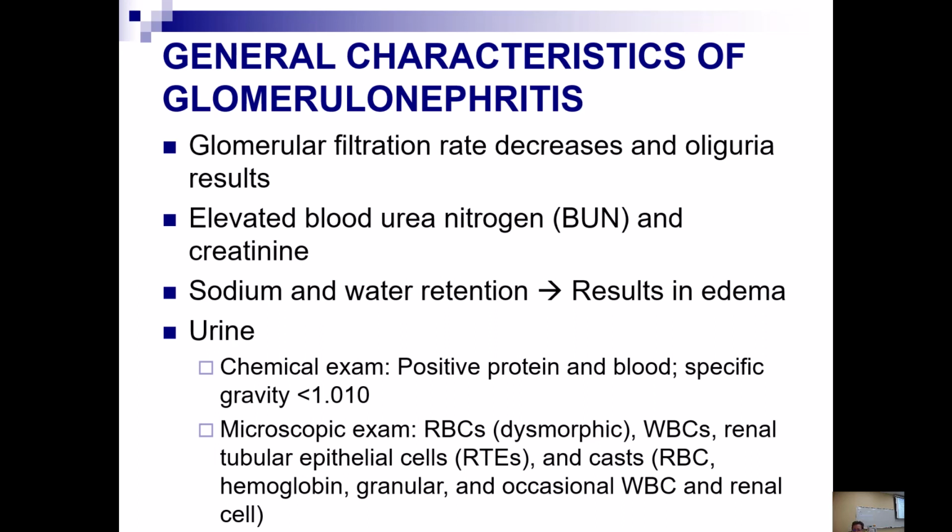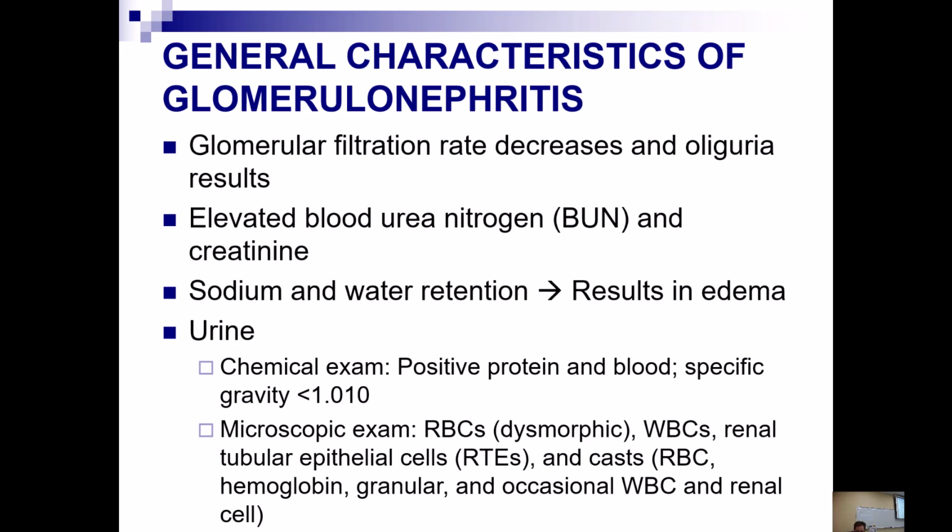You're going to end up with sodium and water retention, and when you get that, you're going to end up with edema throughout the body. And then in the urine itself, the chemical exam, you're going to have positive protein and blood, and you're going to have a low specific gravity. It's going to be less than 1.010.